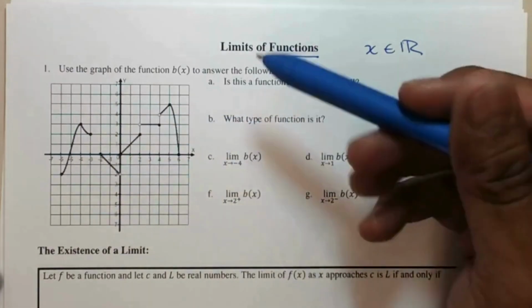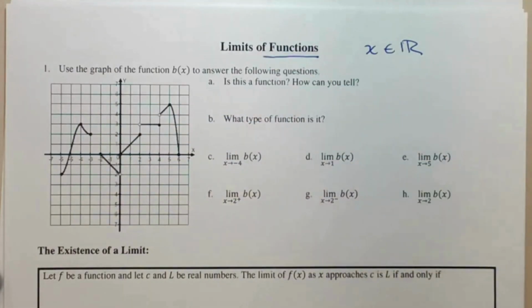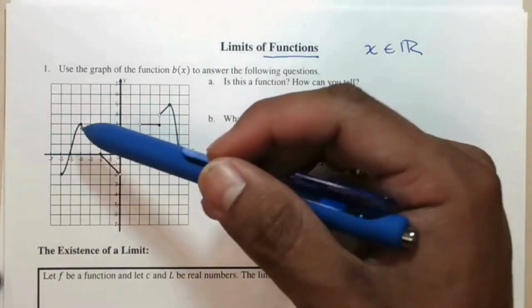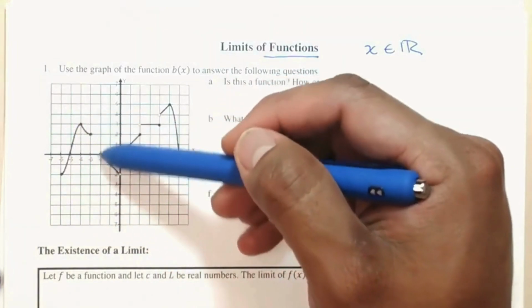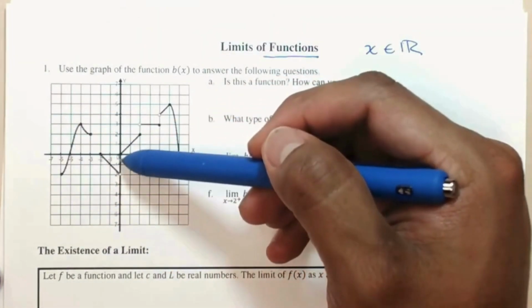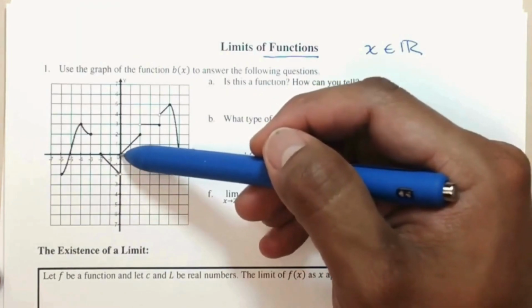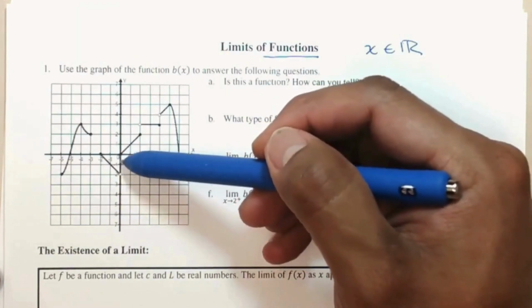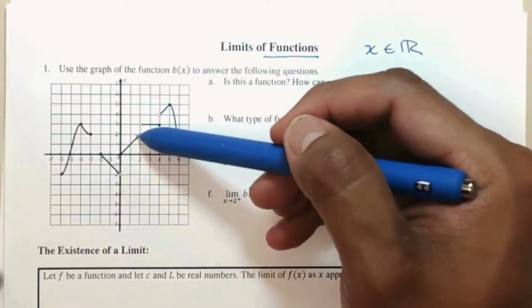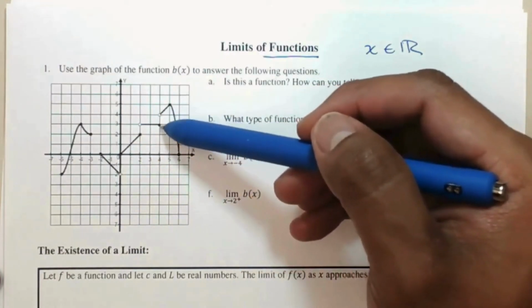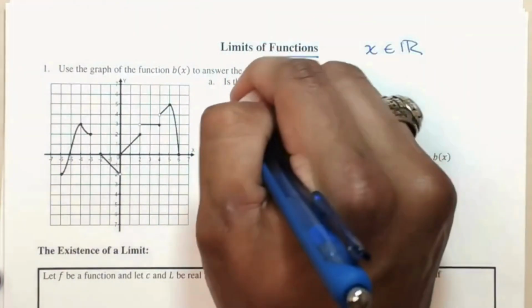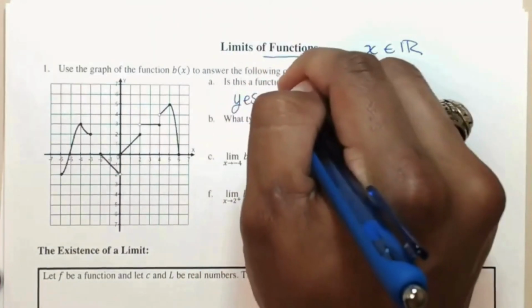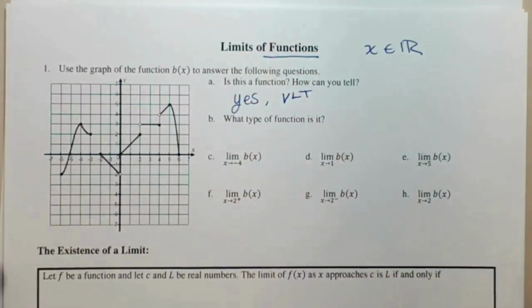Well, with any graph that you have, you can use the vertical line test to make sure that everything works out. So if you draw all the vertical lines, there are no repeating x's. Wait a minute, there's a point here and an open circle here. Is that okay? Yes. Same thing here and here. As long as they're not both closed, then this is a function. So yes, this is a function by the vertical line test.